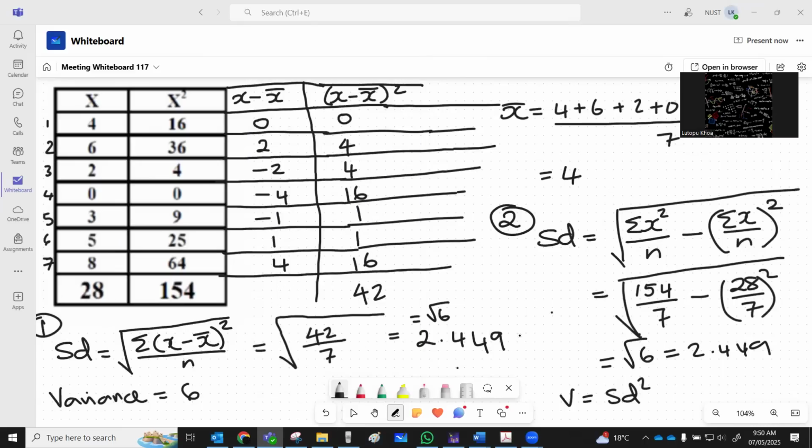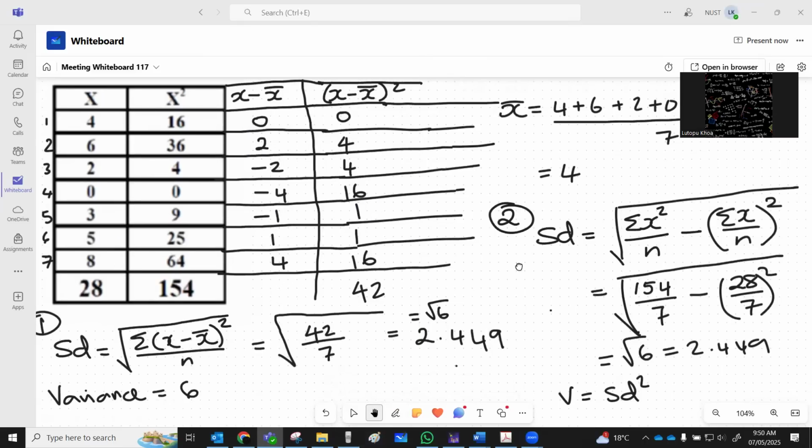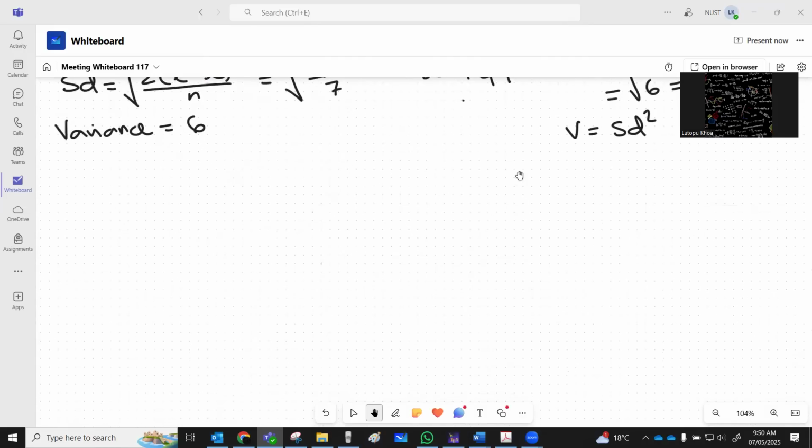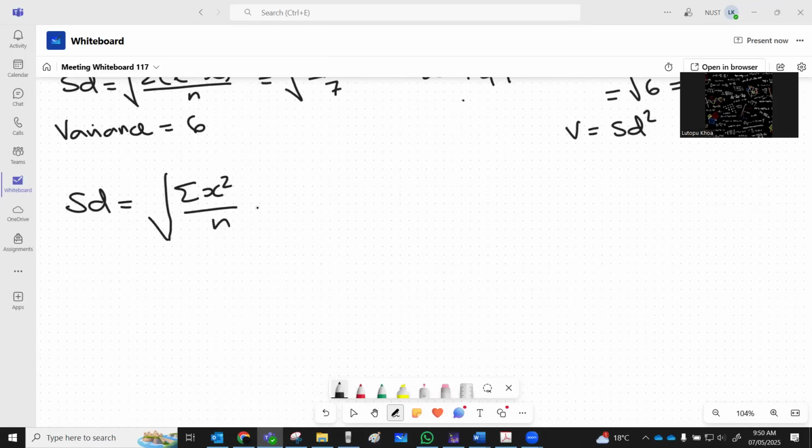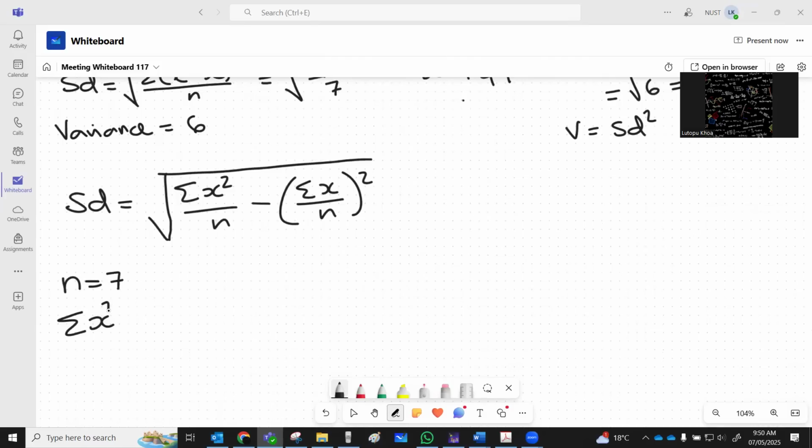So to do that, I'll show you. Let's say we just have the formula. We want to use the formula ourselves. So we have standard deviation. This is the square root of the sum of x squared divided by n minus the sum of x over n, this is squared. So we can work out, we know that n is equal to 7 because there's 7 data points. Then we can write out what is the sum of x squared.